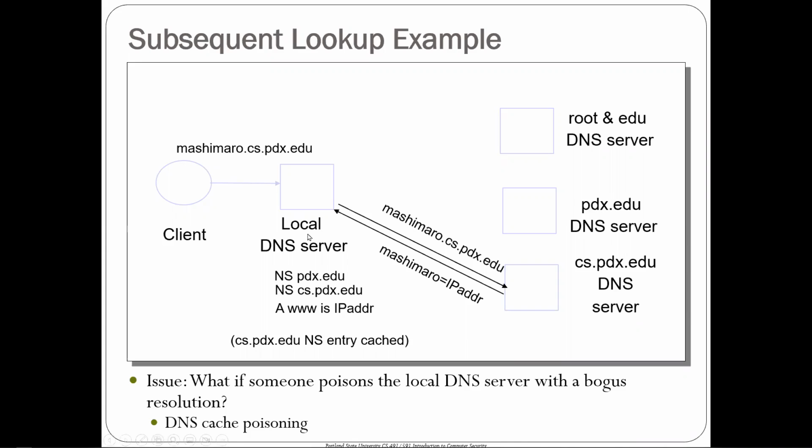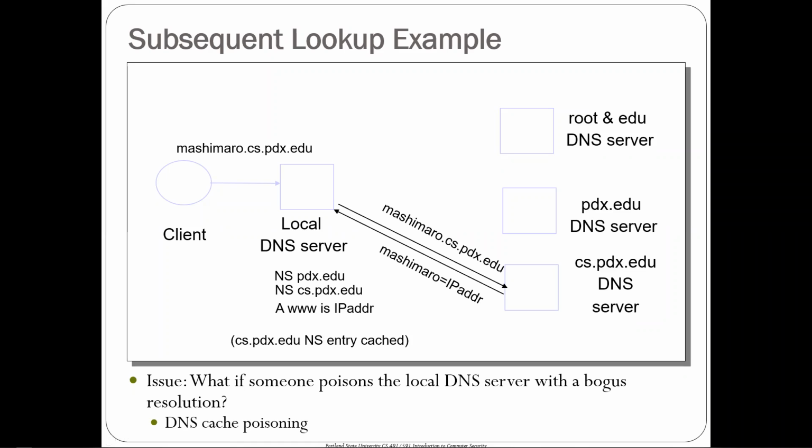And as soon as I poison this, and I'm going to make the TTL infinite, so that you're always going to get the same record, and then your resolution goes somewhere else. So that is a problem. This is called DNS cache poisoning.